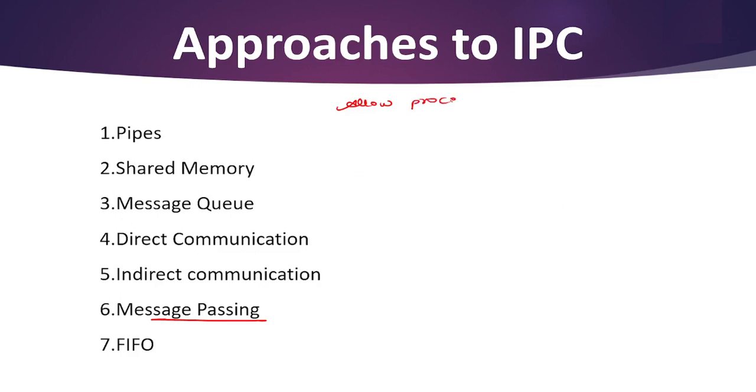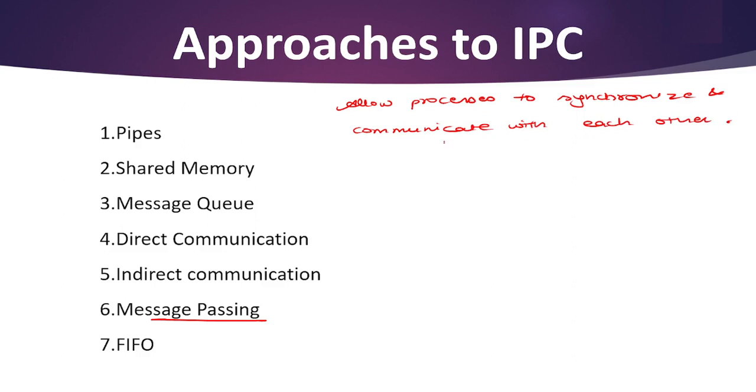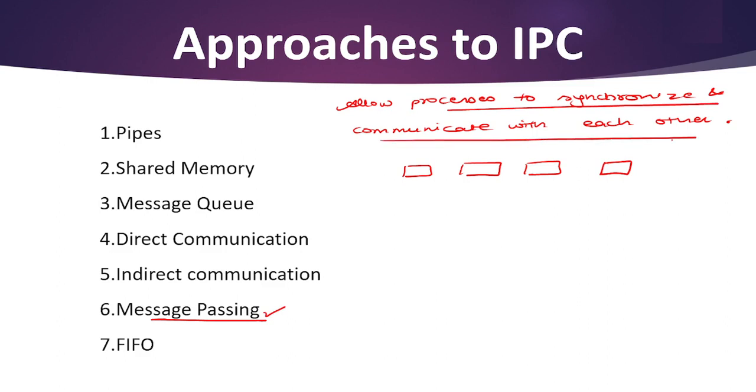It allows processes to synchronize and communicate with each other. Okay, let's say we have four processes over here, right? And if all the processes want to communicate with each other, if these processes want to share data with each other, then message passing will help them to make this complete process smoothly. So this allows processes to synchronize and communicate with each other.